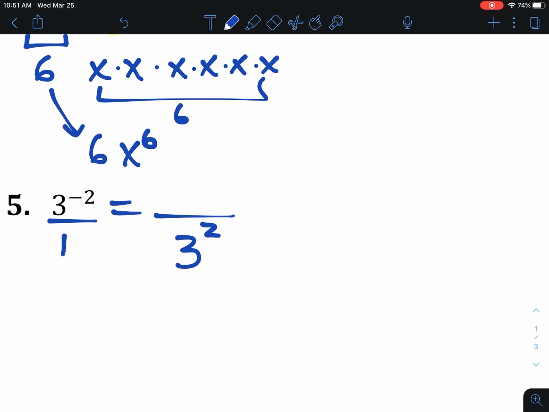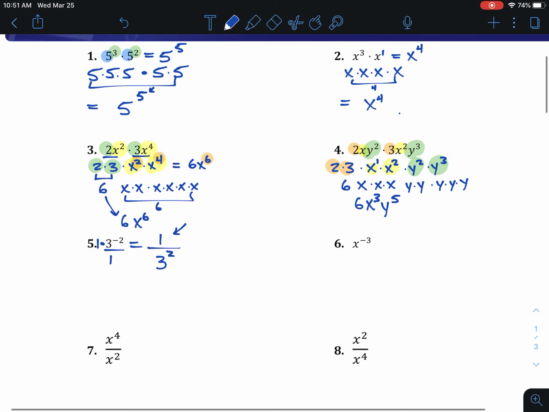Now, but we have nothing left up top, and that's kind of a problem. We can't leave nothing up here because nothing is 0, and 0 divided by anything equals 0. So that's a problem. We can't do that. So what can we put up top? Well, the short answer is that you can put a 1 up top because 1 times anything is still that thing. So we're gonna put a 1 up top if there's any missing thing up top in order to keep it equal and complete the fraction.